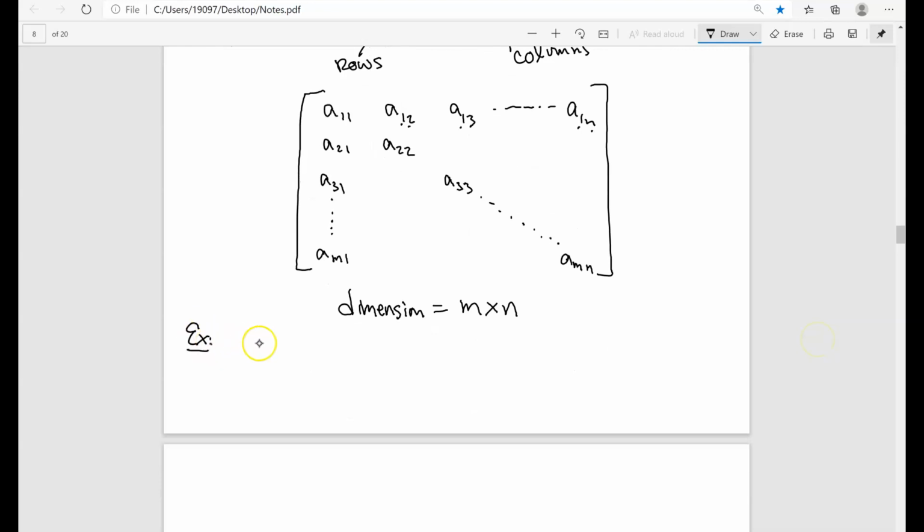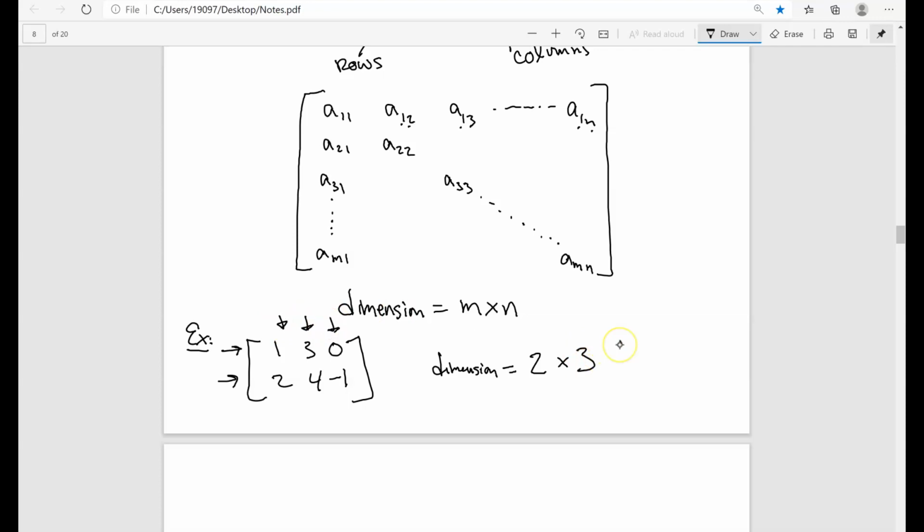Okay, so for example, let's say I gave you this matrix. So let's say I said 1, 3, 0, 2, 4, negative 1. So what would be the dimension of this matrix? You have to first count how many rows you have. So you have 2 rows. So it's going to be a 2 by how many columns? In the columns, you have 3 columns. So it's a 2 by 3. Okay, so that's what that's going to be.